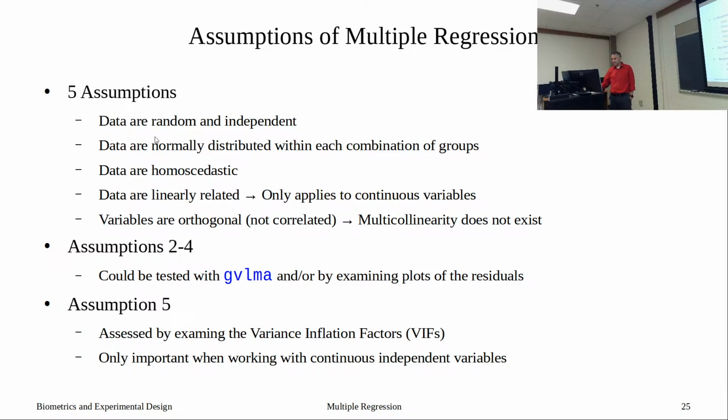So the first three assumptions are ones that we've always been dealing with. The data are random and independent. They're normally distributed within each combination of groups, and the data are homoscedastic. All right, now you might be thinking, well, how do we get this normal distribution and homoscedasticity between all levels when we have a continuous variable? It's kind of hard to do that.